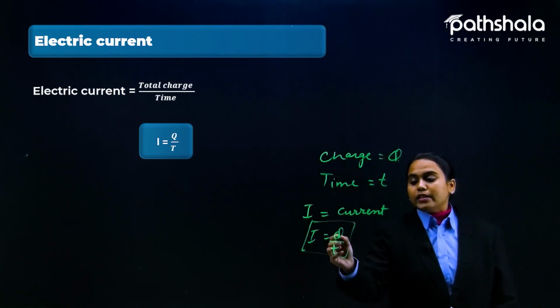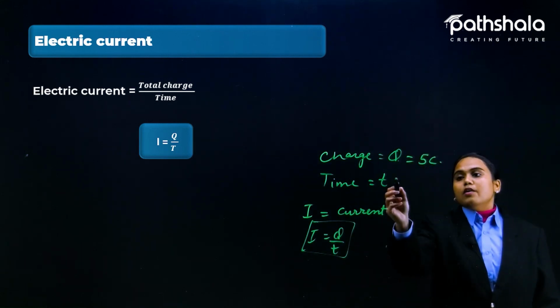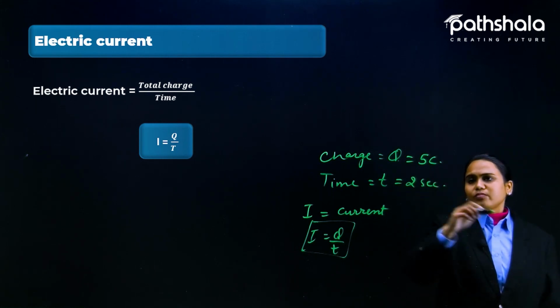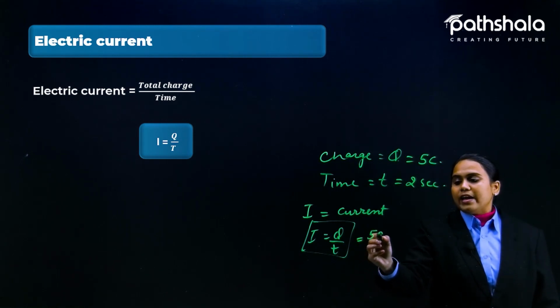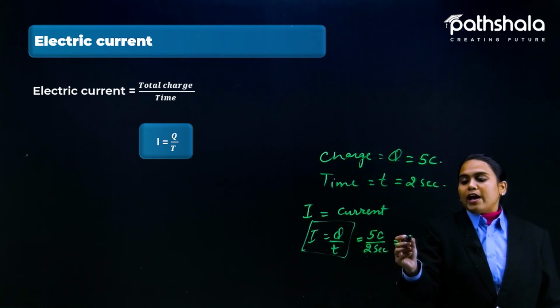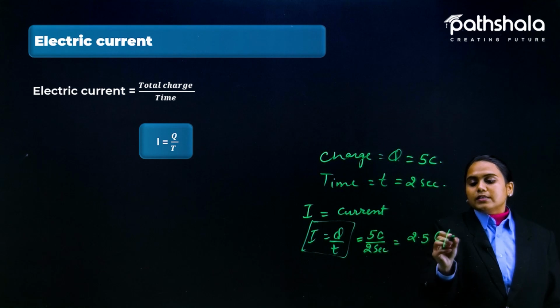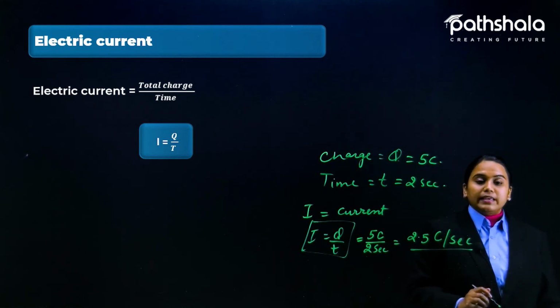Let's suppose that 5 coulomb of charge is flowing in a wire in a duration of 2 seconds. I'm just taking rough measurements here. So we can write 5 coulomb and 2 seconds. So 5 by 2 is 2.5 coulomb per second, which will be the current flowing in the wire.